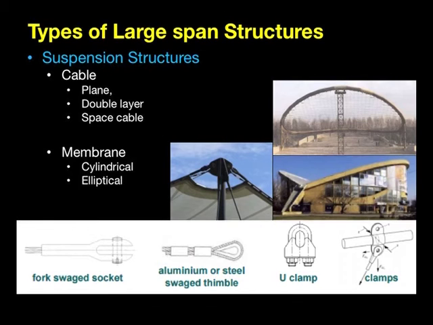These were all the types of rigid element systems. Moving on to the next system, which is a suspension structure system. Suspension systems are again divided into two types, cables and membranes. A cable suspension structure could be planar, double layered, or a space cable, depending upon how the joints are made, the number of cables, and how the cables are connected with each other.